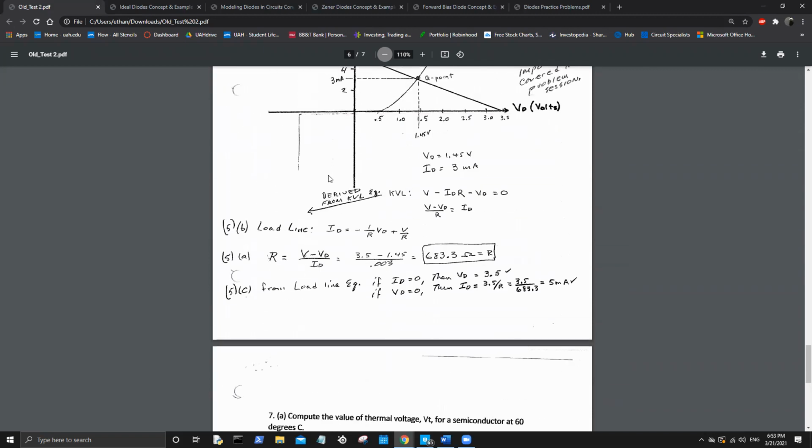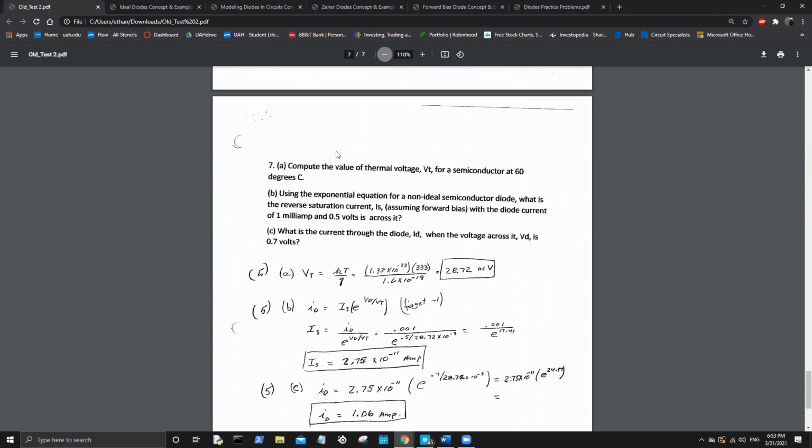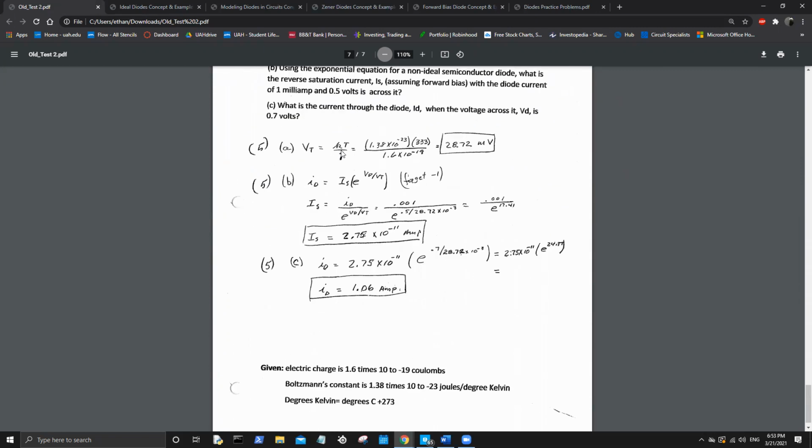Now we're on 7, but this was 7, but oh well. 7A, compute the value of thermal voltage VT for a semiconductor. This is just 310, bro.